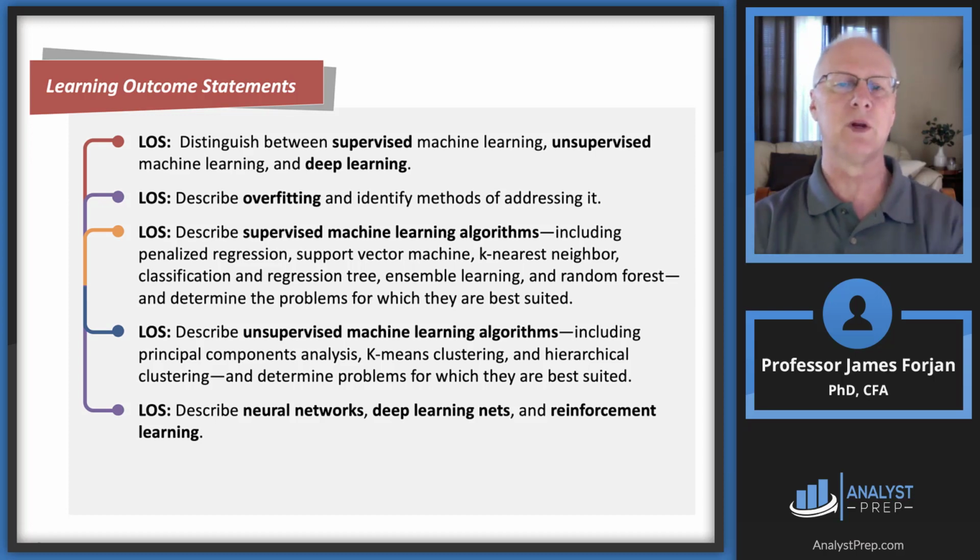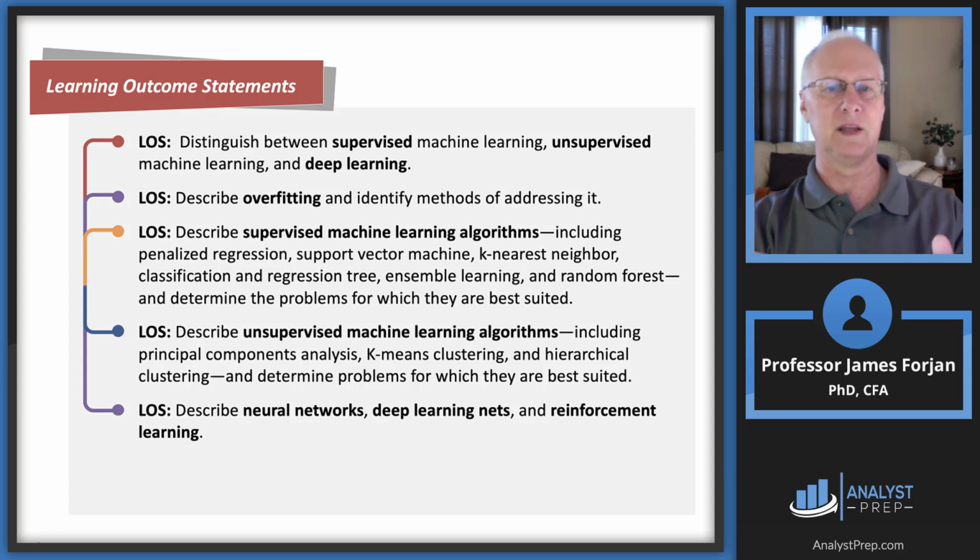And so that first one is really probably a general one. And I think you probably don't even need the bottom 4, because if you can distinguish between supervised, unsupervised, and deep learning, you'll have to describe all of those things. And so that first one is super important. But then look at the third and fourth one. I think this is where the meat of this reading lies.